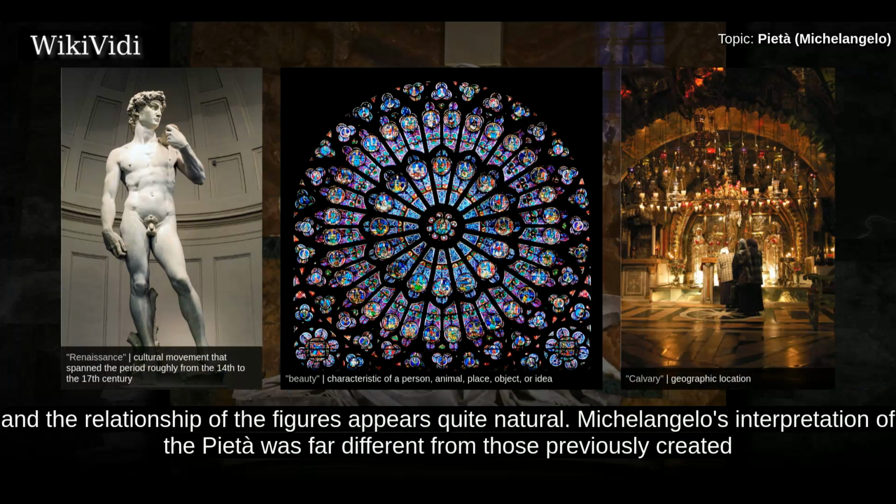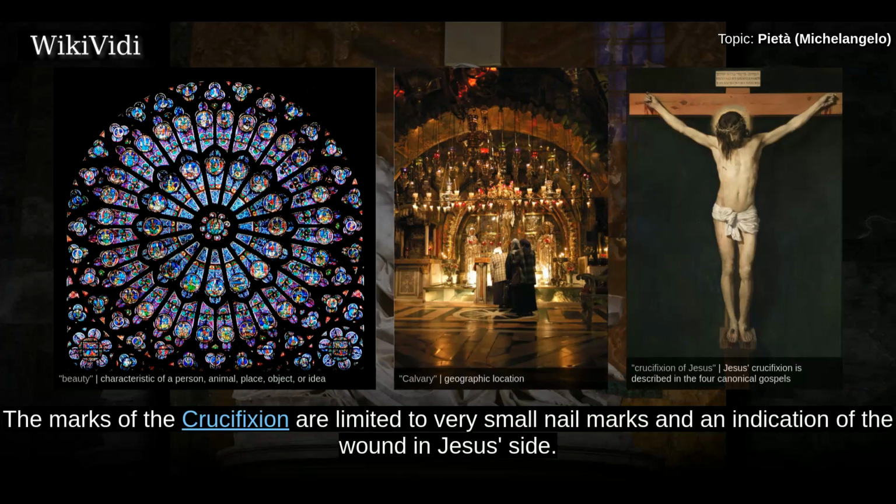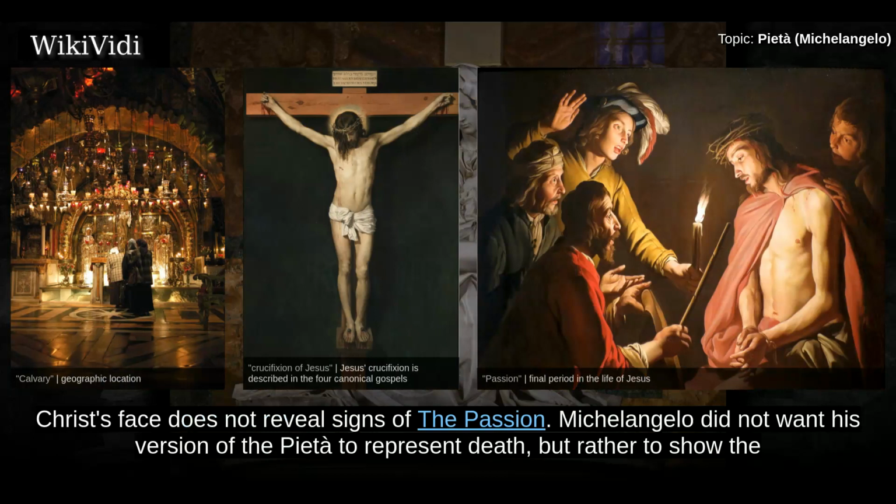appears quite natural. Michelangelo's interpretation of the Pieta was far different from those previously created by other artists, as he sculpted a young and beautiful Mary rather than an older woman around 50 years of age. The marks of the crucifixion are limited to very small nail marks and an indication of the wound in Jesus' side. Christ's face does not reveal signs of the Passion.